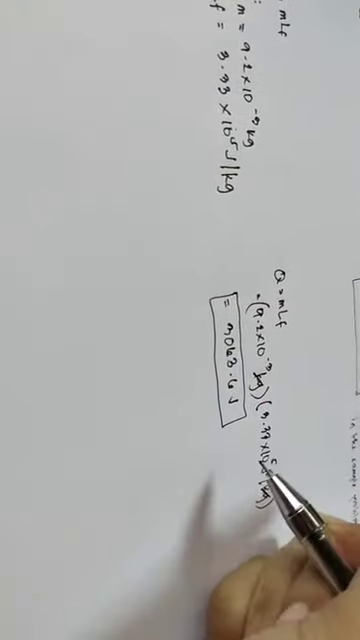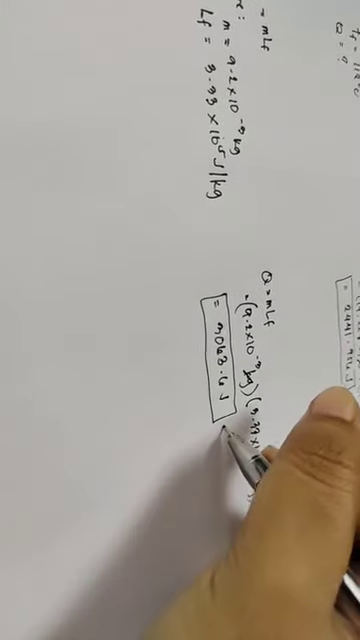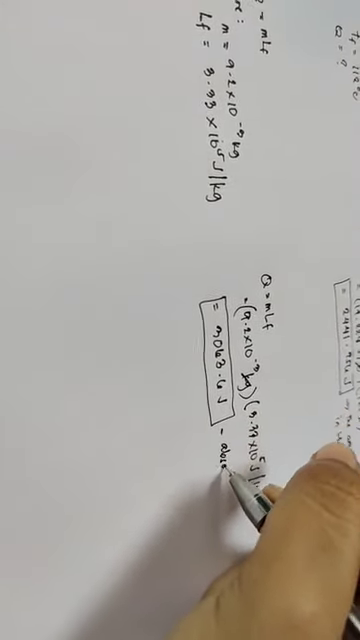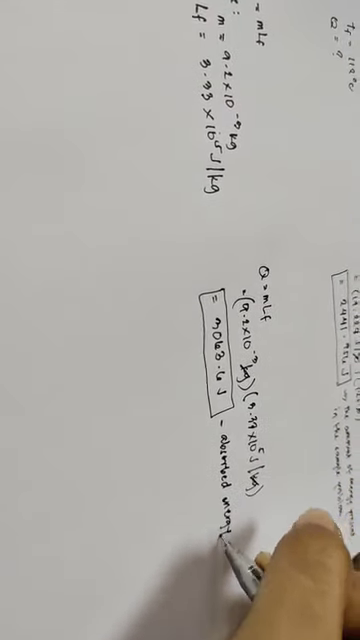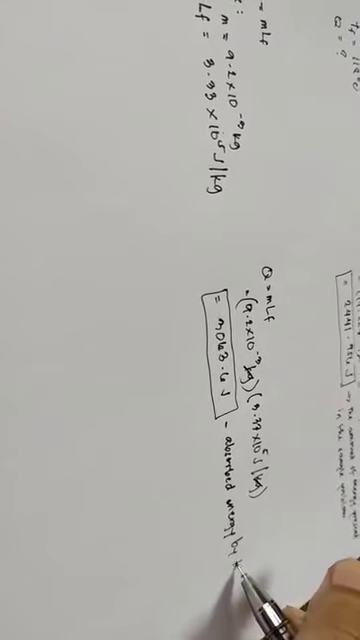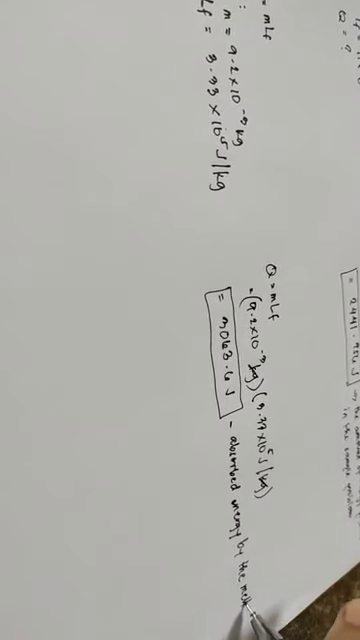The final answer is 3063.6 joules, which is the absorbed energy by the melted ice. So now let's go on to part C.